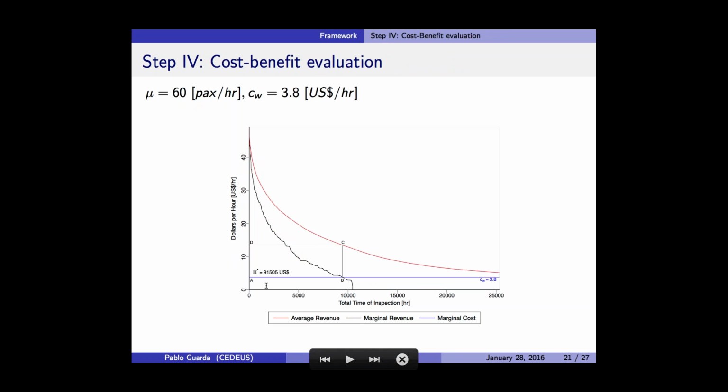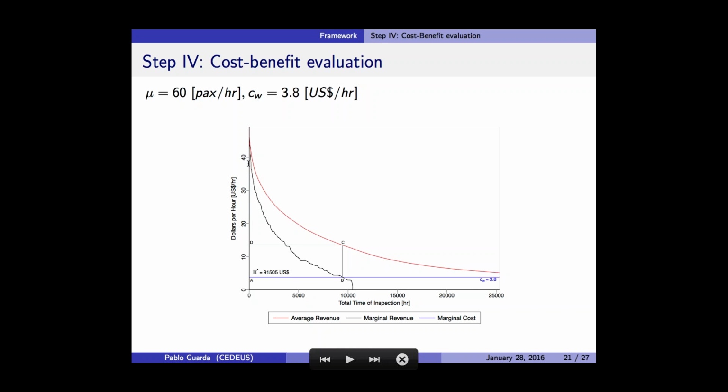The cost-benefit evaluation. We have three curves. The red curve represents the average revenue. The black curve represents the marginal revenue, and the blue curve represents the marginal cost. The marginal cost of 1 hour of inspection was assumed to be close to $4 per hour. It was assumed constant, so that's why it's just a straight line. And the area under this line represents the cost of ticket inspection using a given total amount of inspection time, right?